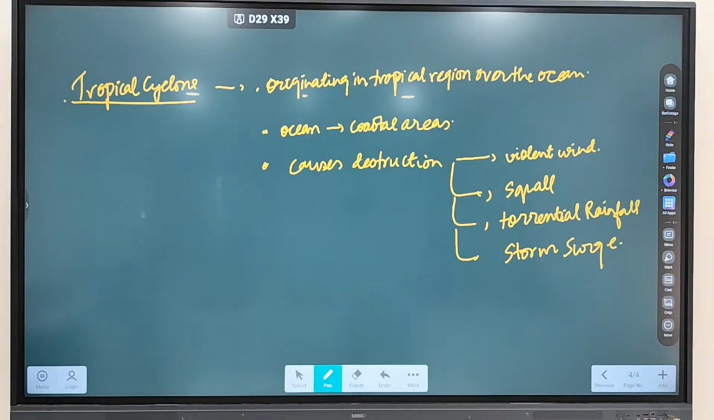Clear? What does the term storm surge mean? Any idea? We have written it is causing storm surge. So what does the term storm surge mean?